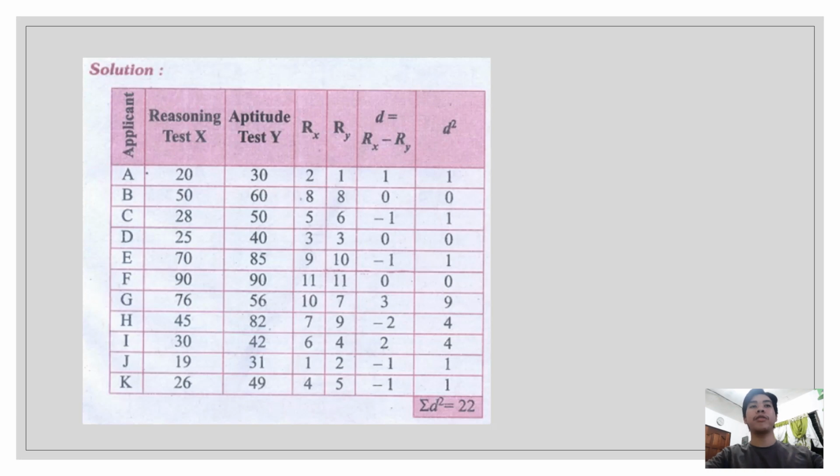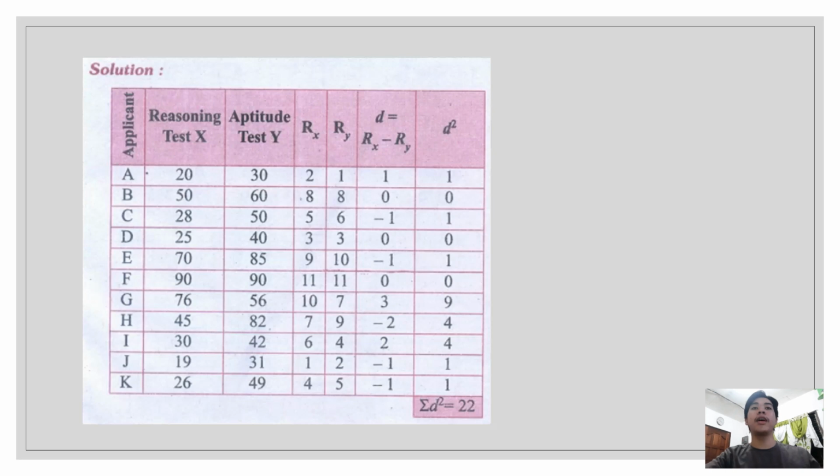Then we need to find the difference, or our D. We just need to get the difference of the two ranks of the two variables. 2 minus 1 is 1, 8 minus 8 is 0, 5 minus 6 is negative 1, 3 minus 3 is 0, 9 minus 10 is negative 1, 11 minus 11 is 0, 10 minus 7 is 3, 7 minus 9 is negative 2, 6 minus 4 is 2, 1 minus 2 is negative 1, 4 minus 5 is negative 1.